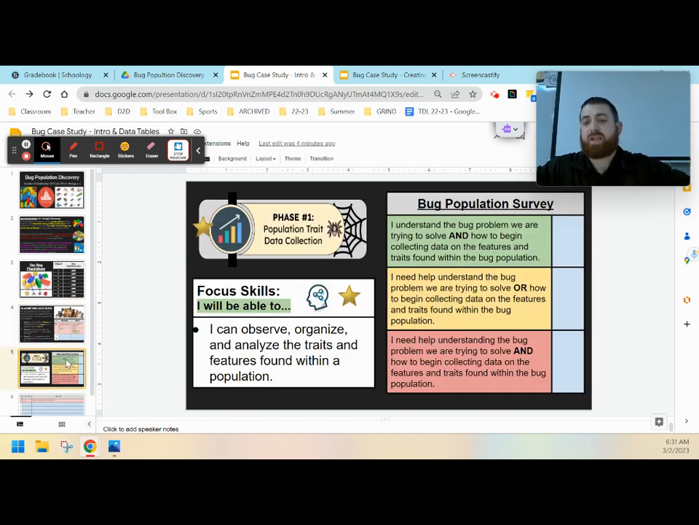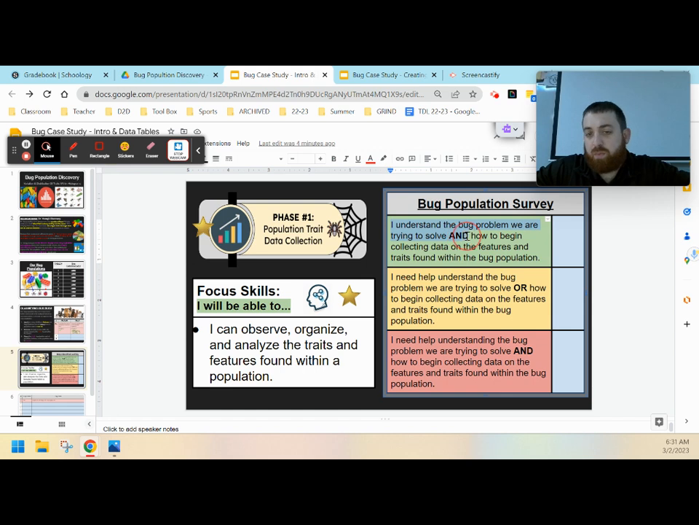So take a second in your survey. Do you understand the bug population problem we're trying to solve? And how to begin collecting data on the features and traits found within the bug population? If your answer is yes, put your X in green. If your answer to one of those is no, put it in yellow. If your answer to both of those is no, put it in red. This is the first place we'll be looking at utilizing our focus skill and practicing this as we look to help Dr. Young.